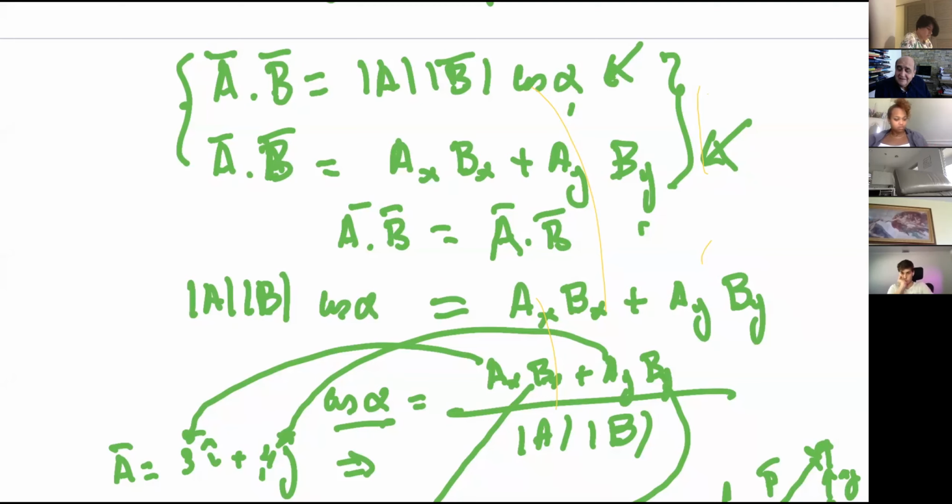Can you explain how to find the angle between two vectors? How to find the angles using the scalar product. This is the problem that we already did.